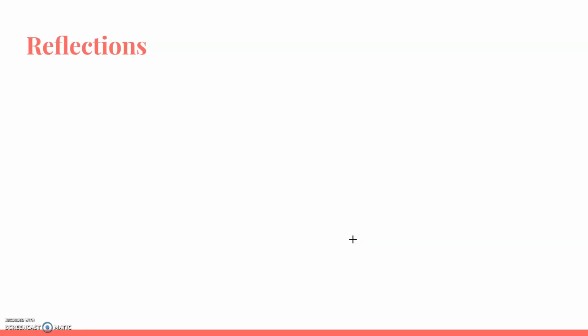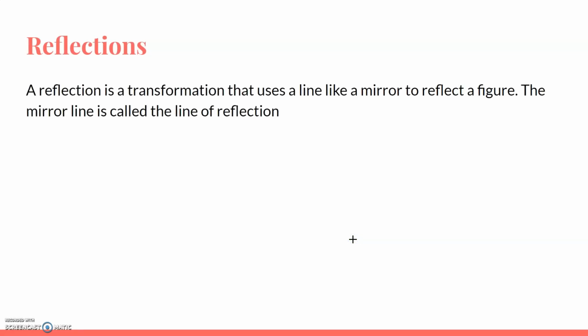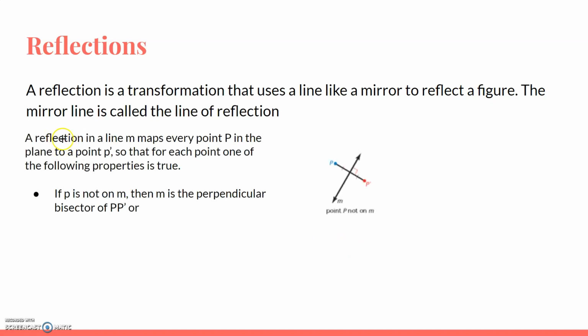Alright, so what are reflections? A reflection is a transformation that uses a line like a mirror to reflect a figure. The mirror line is called the line of reflection. A reflection in line M maps every point P in the plane to a point P', a reflected point, for example.